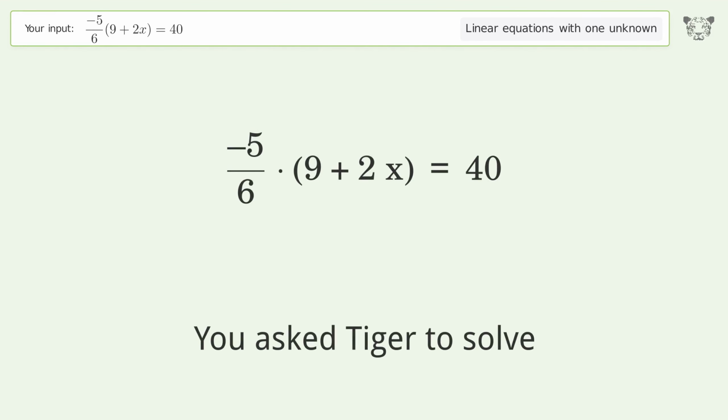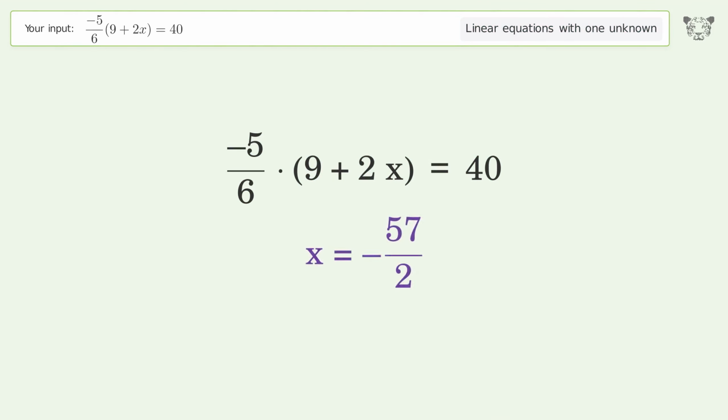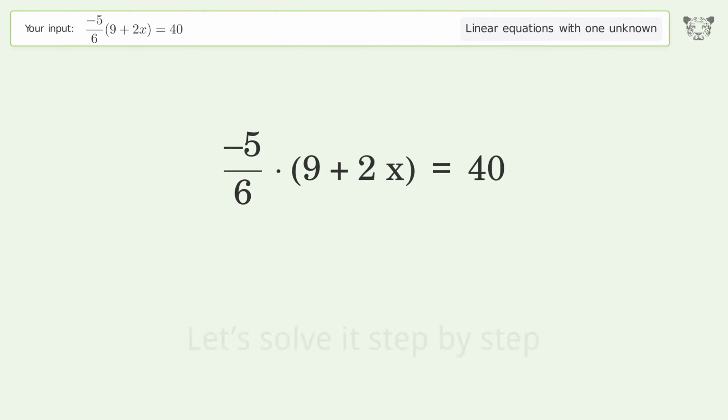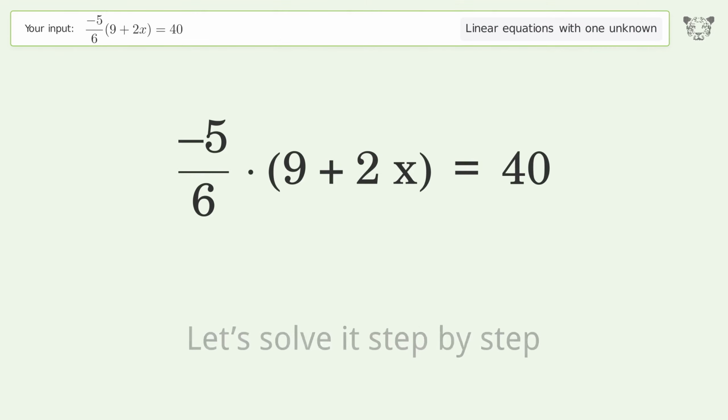You ask Tiger to solve. This deals with linear equations with one unknown. The final result is x equals -57/2. Let's solve it step by step.